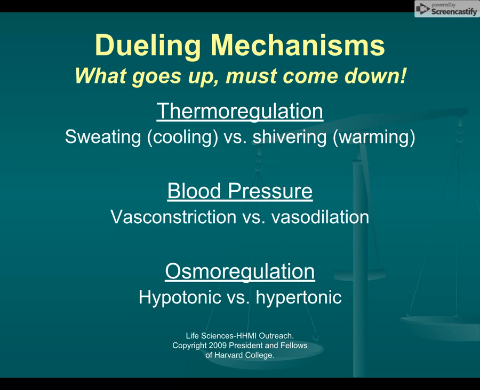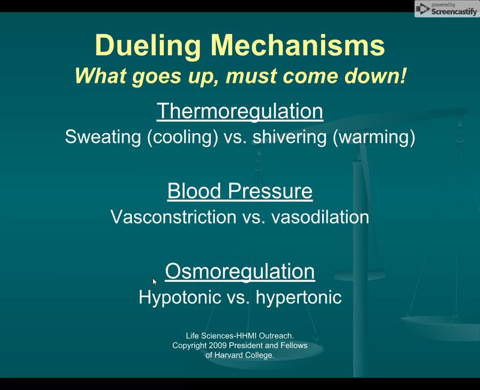So we see these pairs of mechanisms coming up a lot. Like with blood pressure, we have vasoconstriction, which is where we close or constrict the blood vessel, or vasodilation, which is where we open the blood vessel up. And we can regulate our blood pressure through the combination of constriction and dilation.